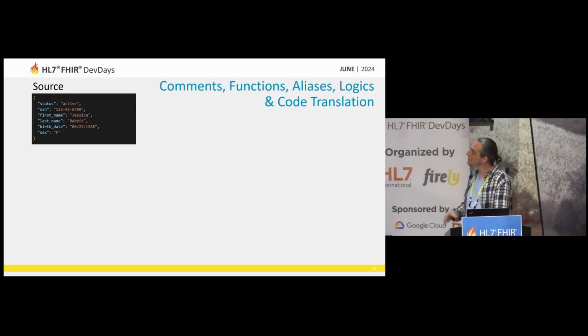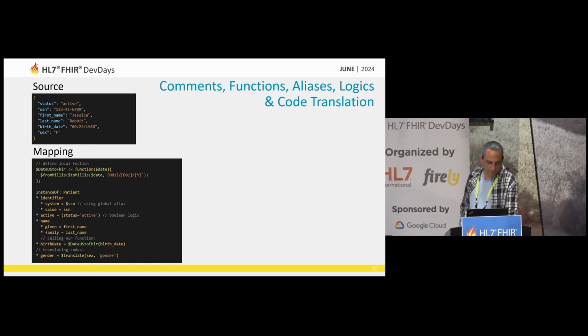Another example, we have a status active, an SSN identifier, a first name, last name, birth date, and sex with this code F. So you can see here, first of all, you can, of course, use comments inside the map. The first thing I did here, defined an internal function to transform the date format. And then instance of patient, identifier. You can see the system, just like in FHIR shorthand, uses an alias. You can define global aliases. So that would become the URI for SSN.